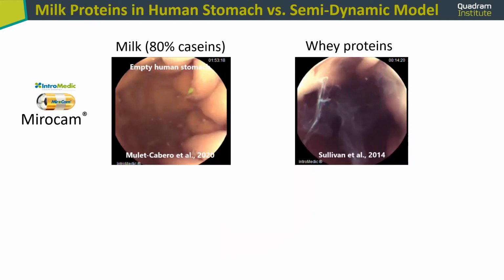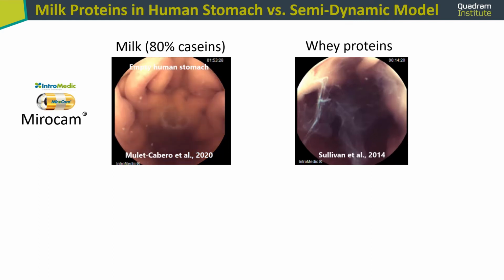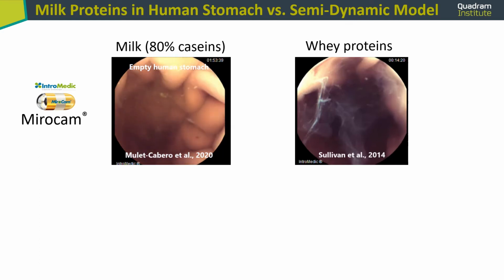I'm going to play some videos showing the gastric digestion of milk, which contains 80% caseins and 20% whey proteins, and the digestion of only whey proteins. This was performed using this wireless capsule camera that you can swallow before the meal and allows the recording inside your stomach. So this is how the inside of your stomach looks like.